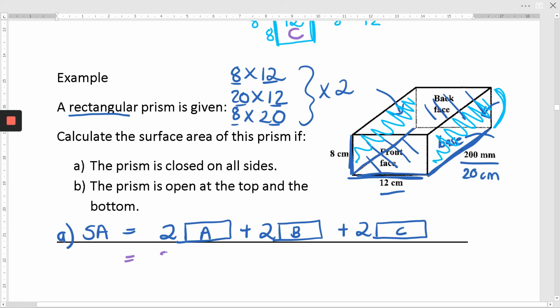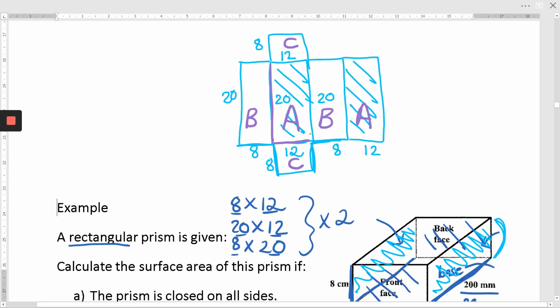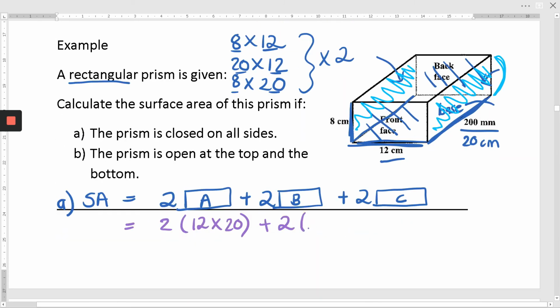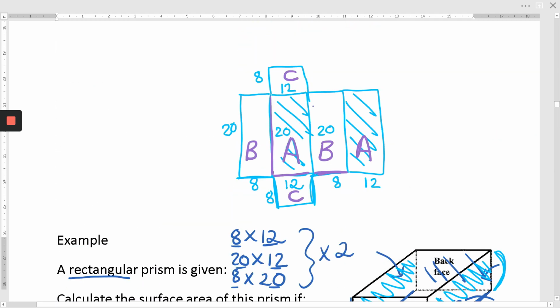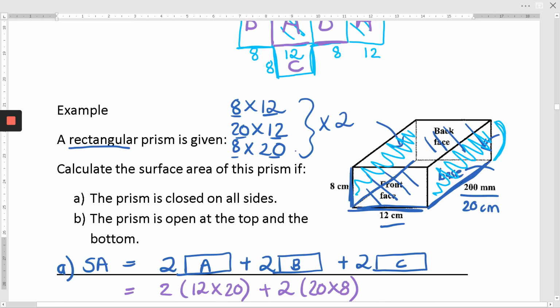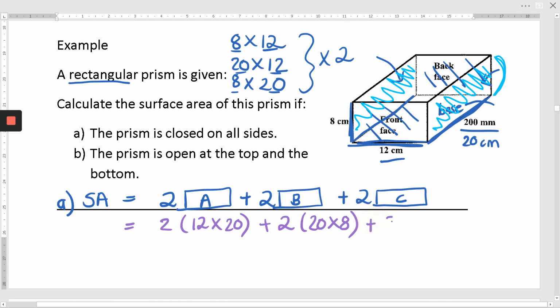So it's going to be 2 of 12 times 20, because it's length times breadth. Rectangle B was 20 by 8. So it's going to be 2 of 20 times 8. And rectangle C was my little guy. That was the 12 times the 8. So I'm going to say 2 of those, which are 12 times 8.